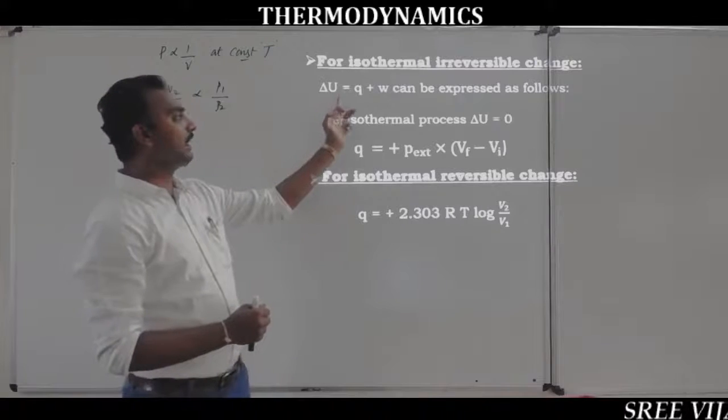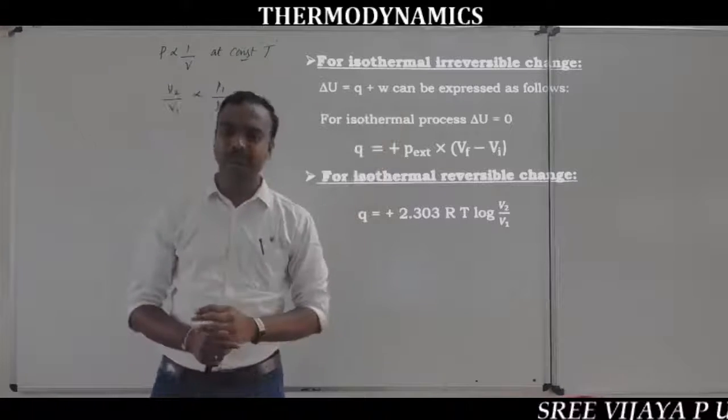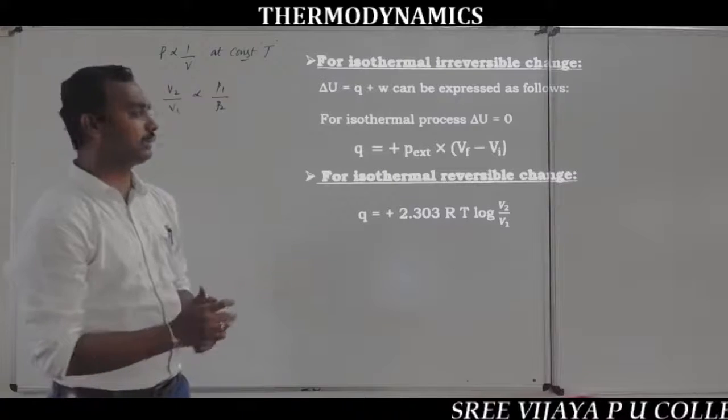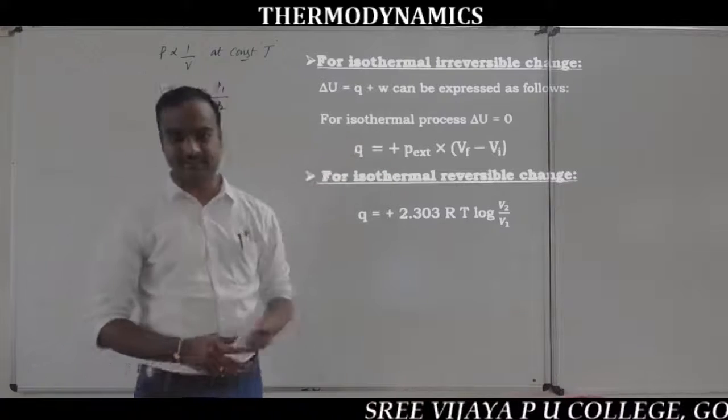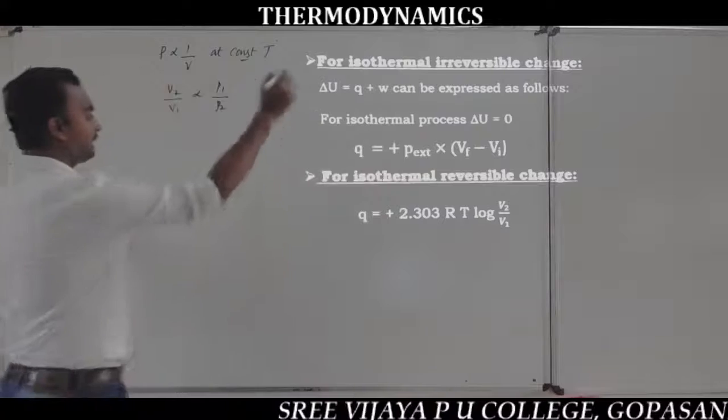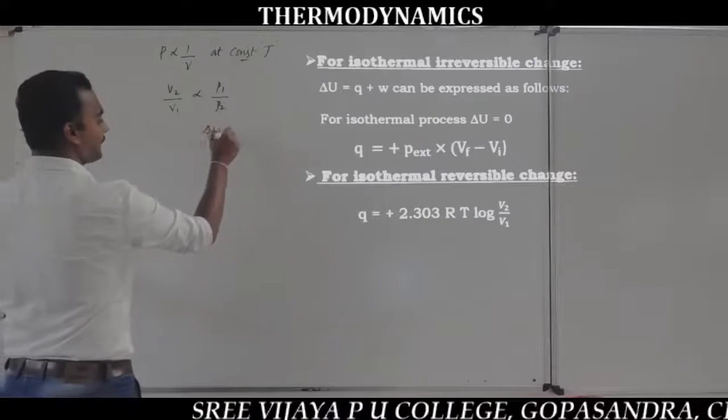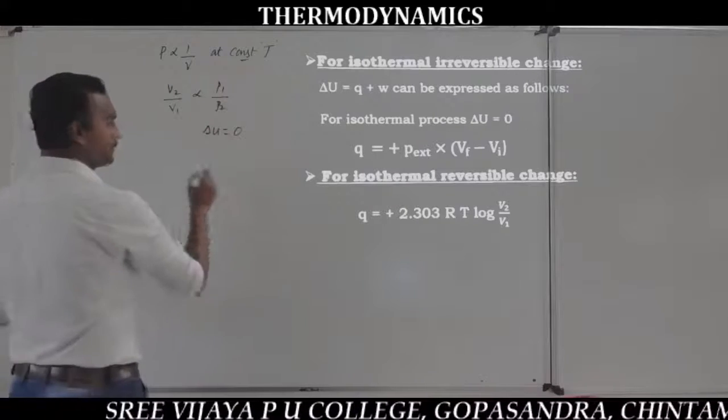Delta U is equal to Q plus W according to the first law of thermodynamics, which can be expressed as follows for an isothermal process. It is very, very important. For an isothermal process, what do you take? Delta U is equal to 0. So then what happens?